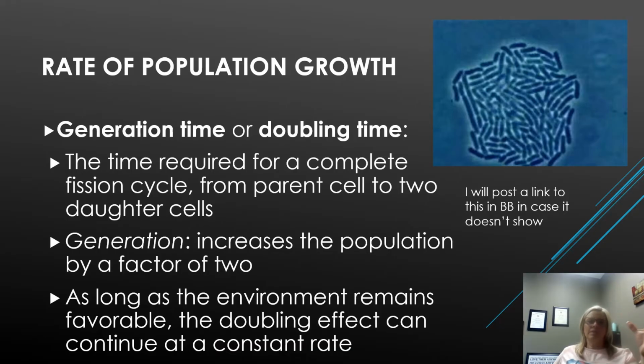So time is needed for one complete cycle of fissioning, okay? We have one parent that will go to two daughters, and it's going to increase the population by a factor of 2 every time. And this doesn't seem like much at first, but after a while, the population becomes huge. Let's watch this really short little video right here, if this works correctly. Watch how it goes from just a couple.